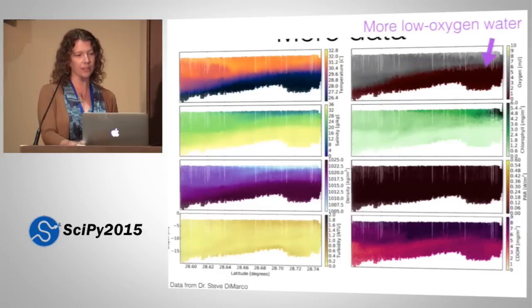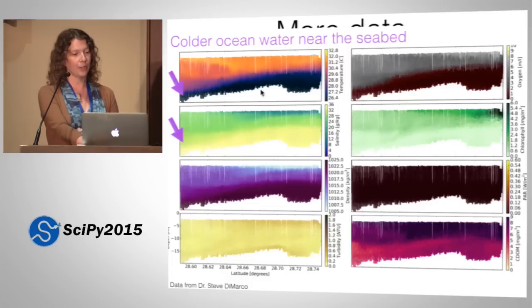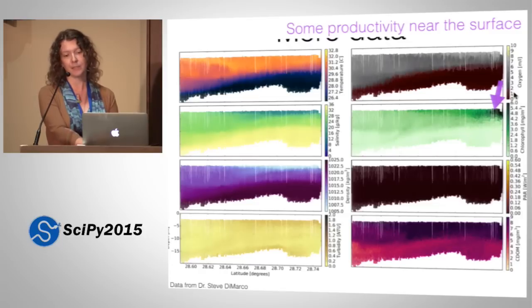Here's a little bit more data to look at. More low oxygen water in this transect. We have very cold, salty ocean water at the seabed here. Some productivity, so some more chlorophyll near the surface here.